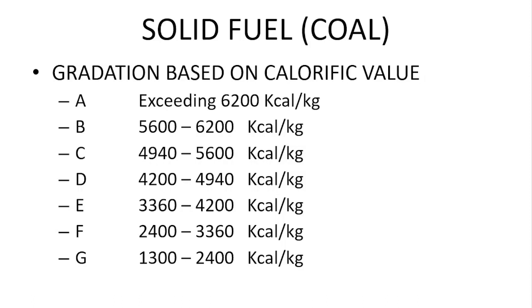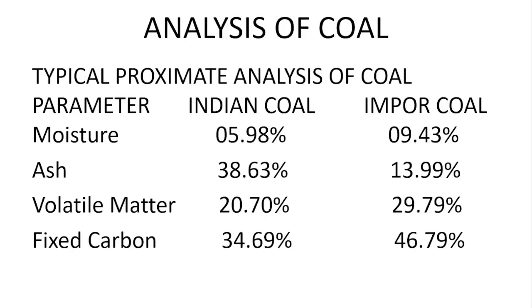The solid fuel, that is coal, is graded into A, B, C, D, E, F, G, and grade A is exceeding 6,200 kilocalories, whereas grade G coal has a thermal value of 1,300 to 2,400 kilocalories per kg. When the coal is received, proximate analysis is done. Generally for Indian coal, the moisture percentage is 5 to 5.98%, and in imported coal it is around 9.5%. The ash percentage in Indian coal is 38%, whereas in imported coal it is around 14%. The volatile matter is 20%, whereas in imported coal it is 29.79%. The fixed carbon is less in Indian coals, it is 34.69%, but in imported coal it goes to around 46%.